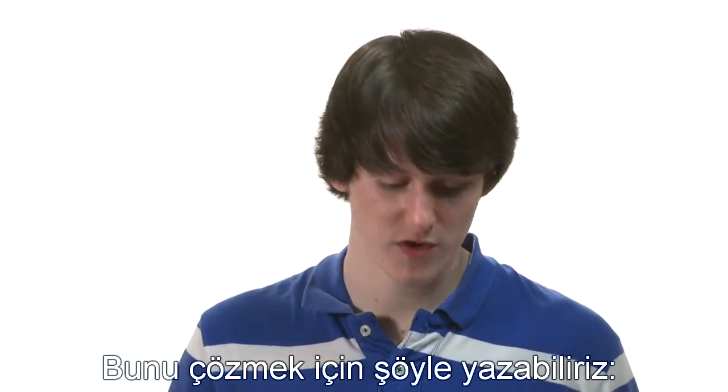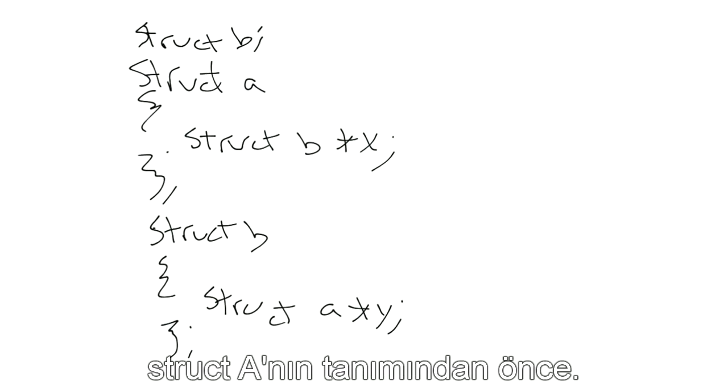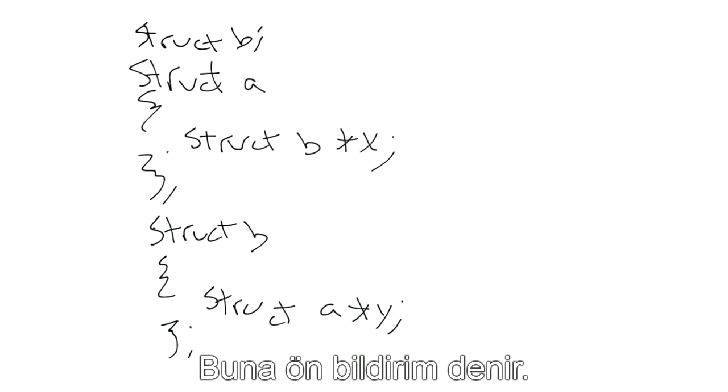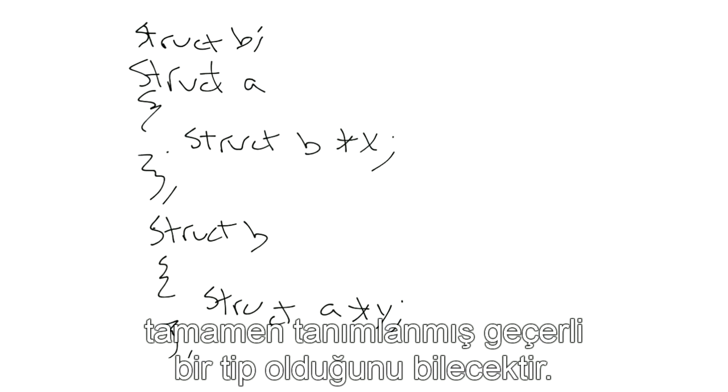To solve this, we can write struct B; before the definition of struct A. This is called a forward declaration. This just lets the compiler know that struct B is a valid type that will be fully defined later or elsewhere.